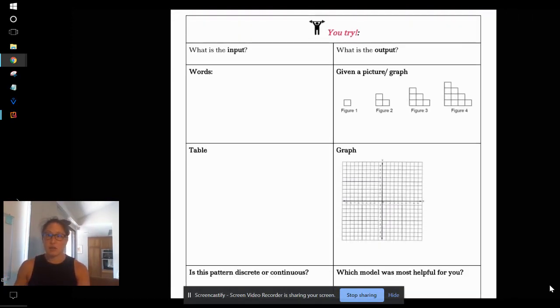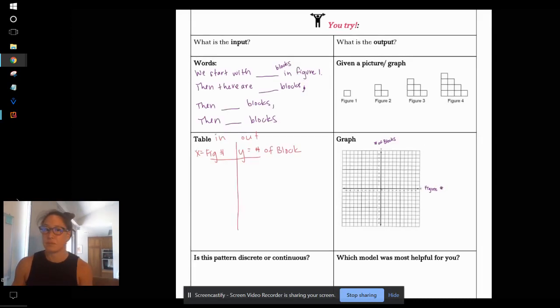Now it's time for you to start the second one. This time I gave you a picture, so I need you to write the words, the input, the output, the table, and the graph. I'm going to pause and do some writing.